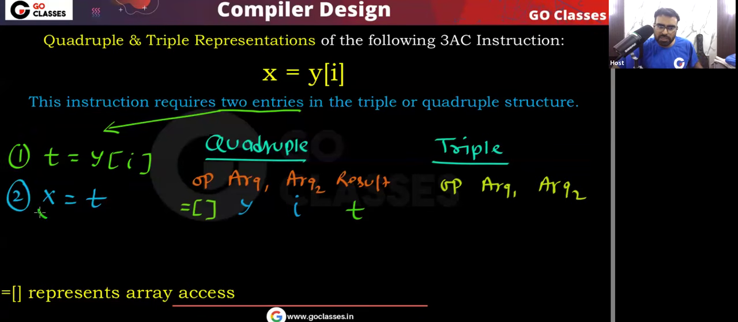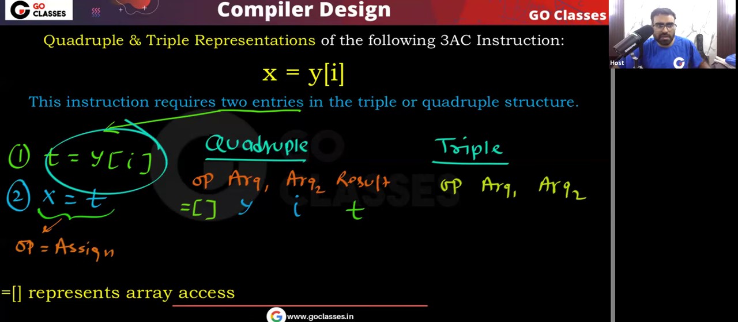This x equal to t, I told you, if you remember, that this is special. Why is this special? Because here this assignment itself is the operator. There is no other operator other than this assignment. So here you can notice that the operator itself is assignment. But remember, look at here. Here the operator is basically this bracket.